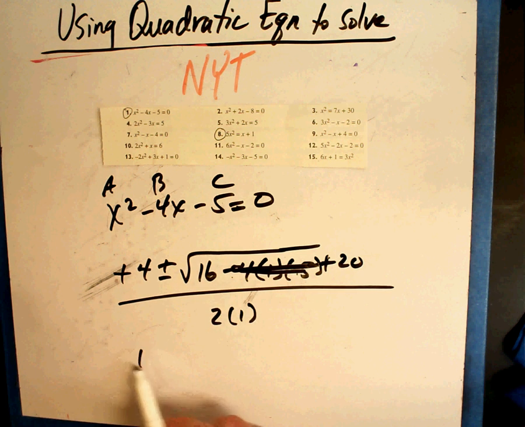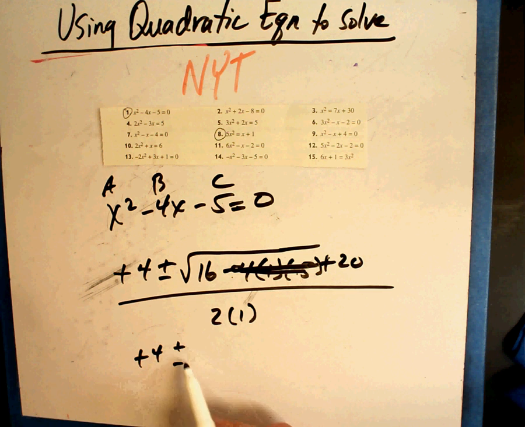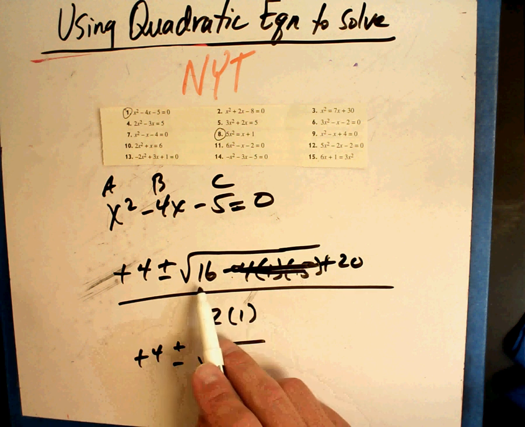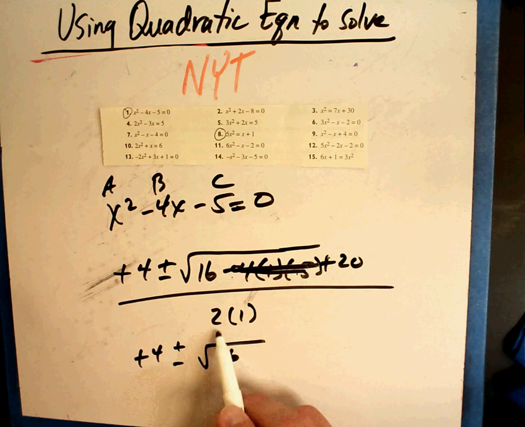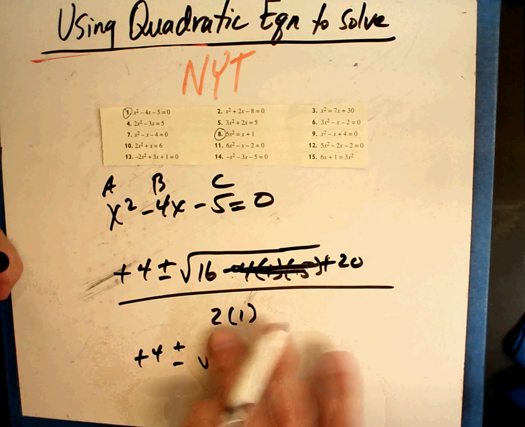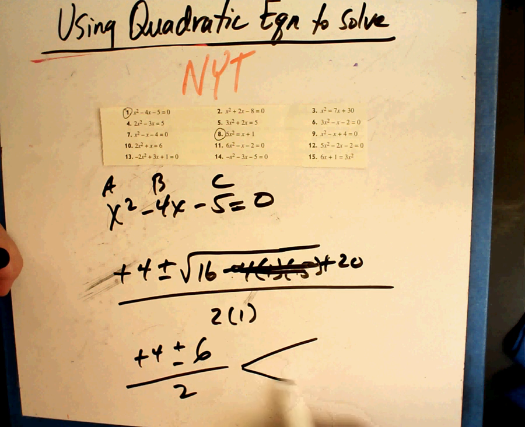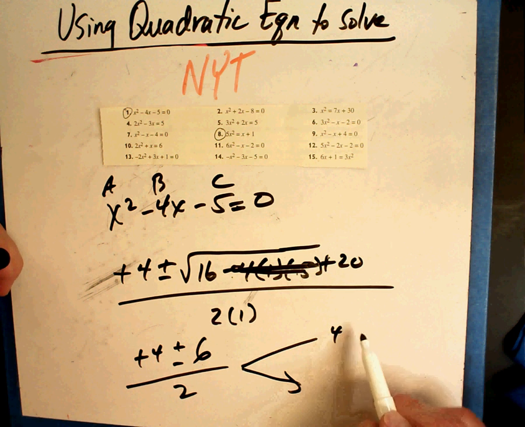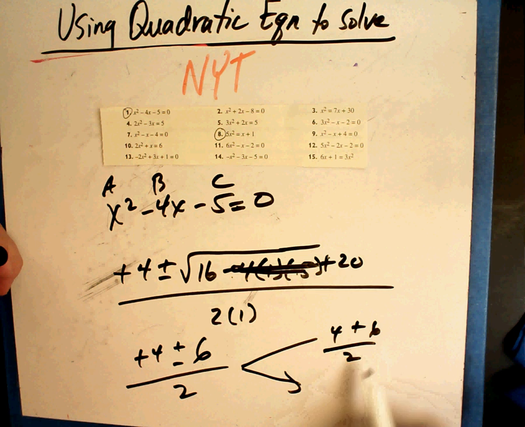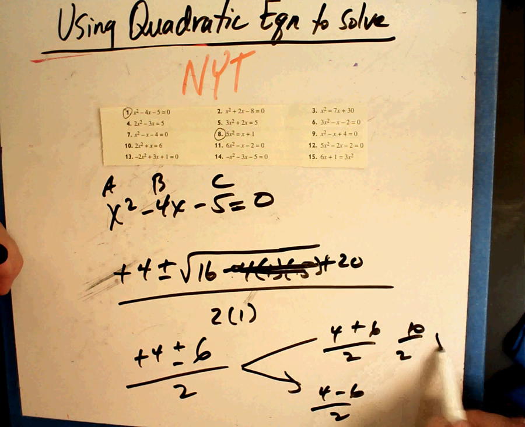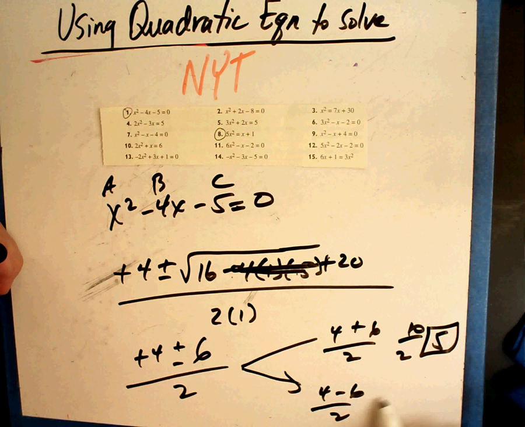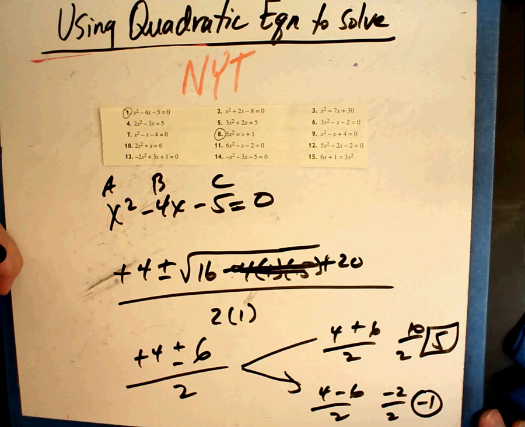So that's plus 4, plus or minus, square root of 16 and 20 is 36, so that's 6 times 6. So that's quick, I'll just make that a 6 over 2. So my two answers are 4 plus 6 over 2, and it's 4 minus 6 over 2. So that's 10 over 2, so that's 5 is one answer. And 4 minus 6 is a minus 2 over 2, that's a minus 1. There's my two answers, the quadratic equation.